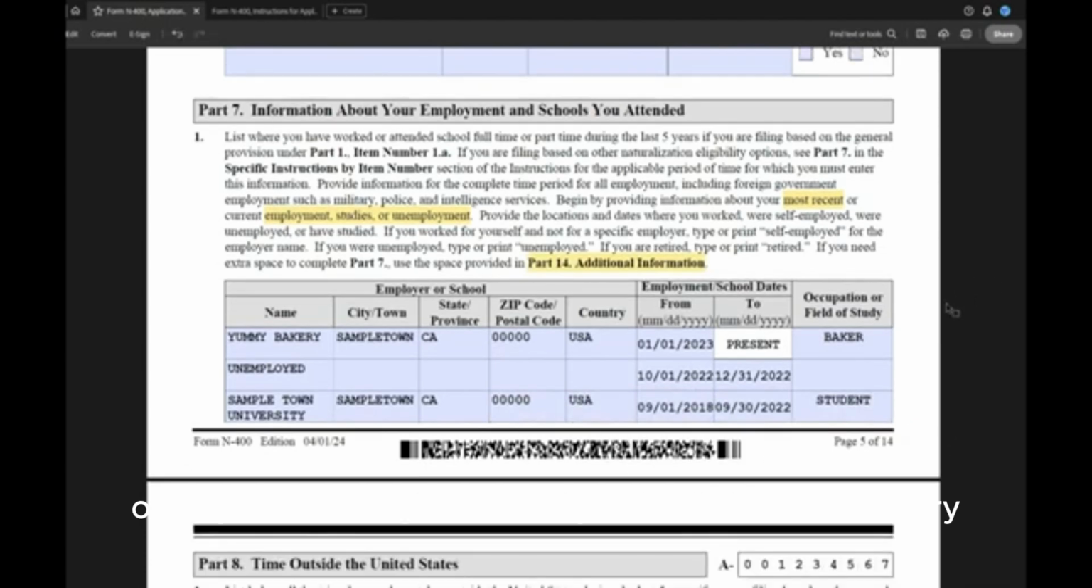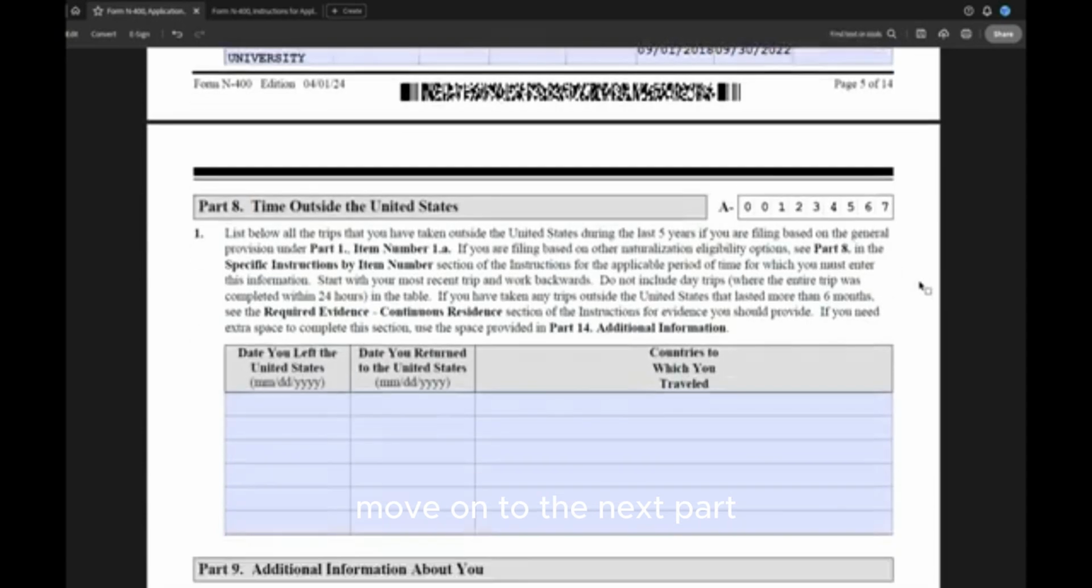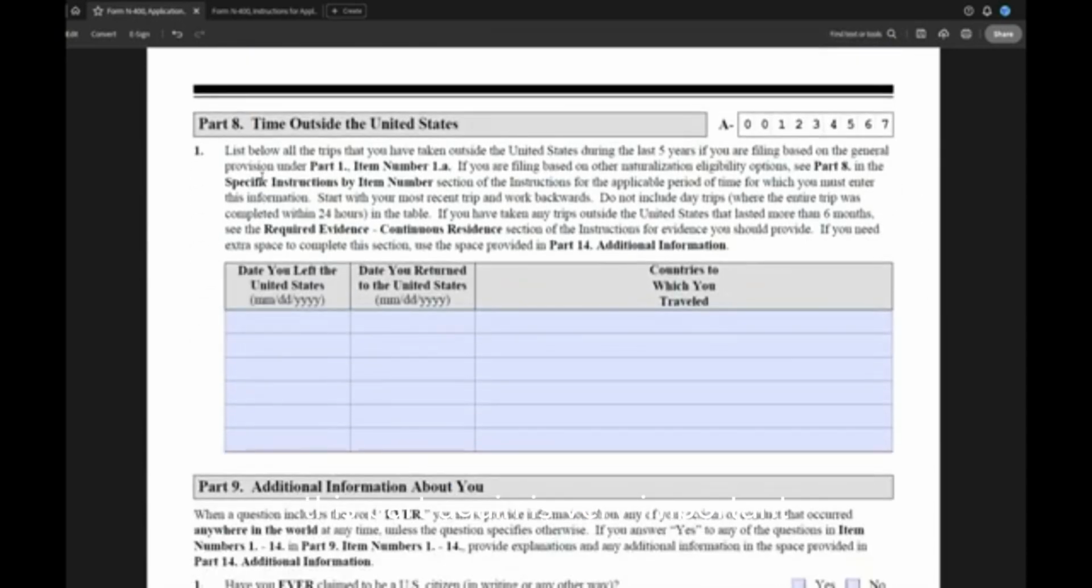So once you filled in your employment and school history, move on to the next part. This part again is very important. This one asks about your time outside the United States. So again, if you are applying based on the 5-year general provision rule, then that's the history you have to provide. But if you are applying based on a 3-year rule, then you only need to provide the past 3-year history of your travels. You need to include trips that were longer than 24 hours. You do not have to include any trips that were less than 24 hours because they would not add up to your continuous residence interruption.